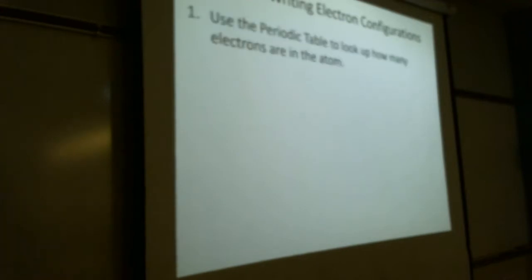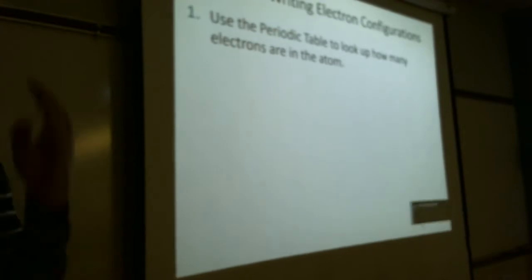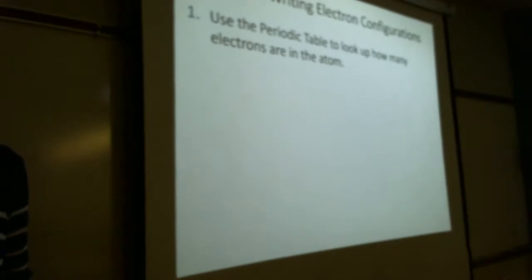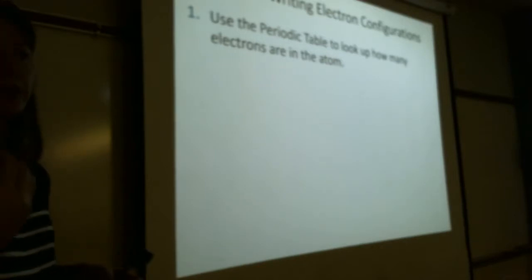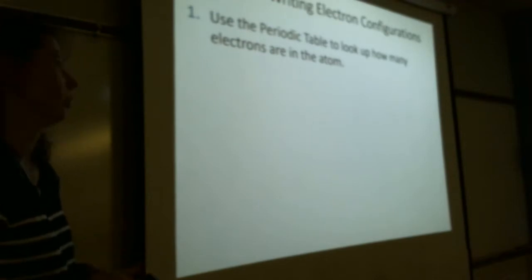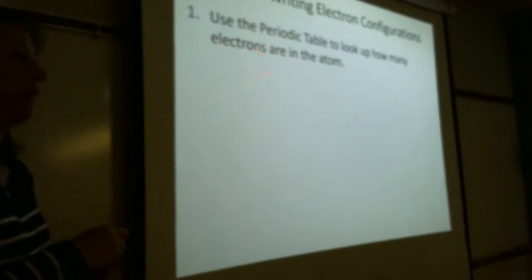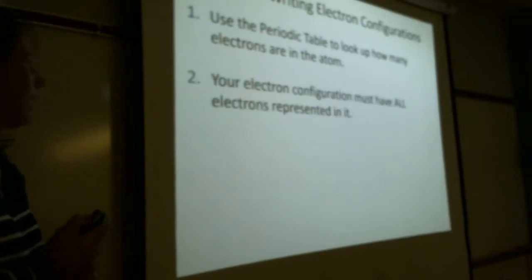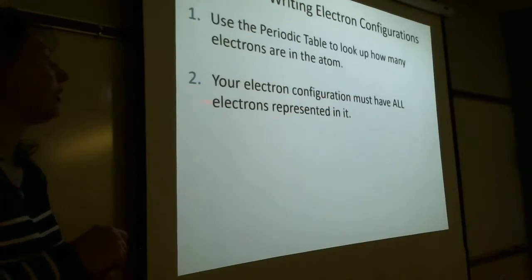So here are the rules. We're going to look up how many electrons are in your atom. Easy enough, just look at the periodic table. Now, of course, if it's an ion, we would add electrons for an anion and subtract electrons for a cation, right? So for instance, if we were doing sulfide, we would add 2 electrons because sulfide has a -2 charge. If we're doing sodium ion, we'd subtract 1, because it's lost an electron. So look up how many electrons are in your atom, and then add or subtract if it's a cation or an anion. And now your electron configuration needs to represent all those electrons.